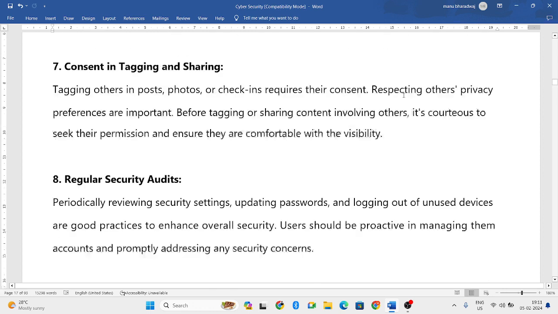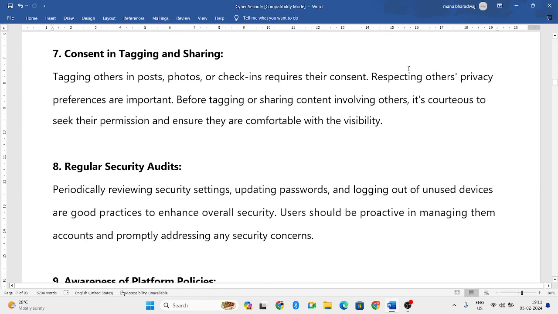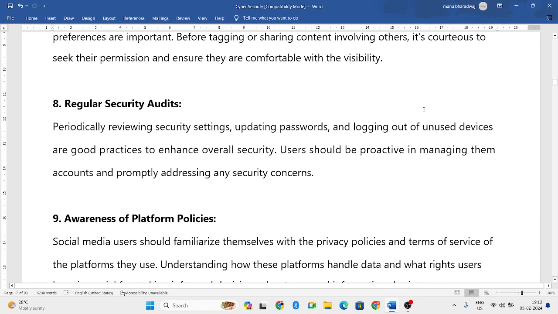Next is consent in tagging and sharing. Suppose any person has tagged you in any of their posts, you should be very careful, because even you might be in a problematic situation in the future. When you're tagging someone else, you have to take their permission. With their authorization only you should tag them. So you should be very careful while tagging and sharing posts or any check-ins. It requires their permission.